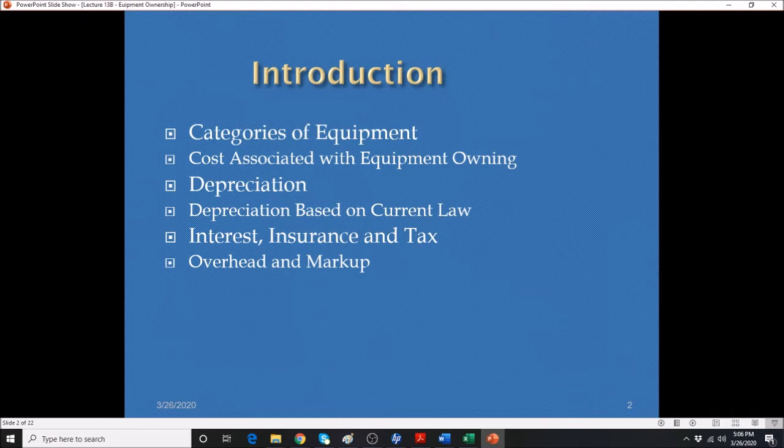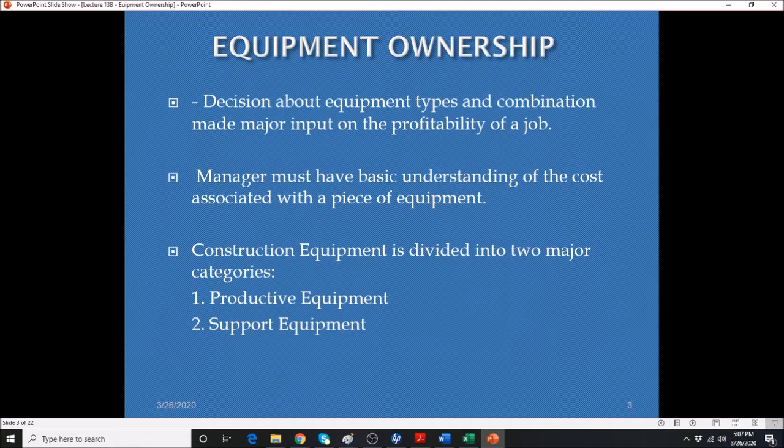Then we are going to look at the different ways to calculate depreciation that are acceptable to the IRS. And we will also be looking at the interest, insurance, and tax that are related to acquiring a particular equipment.